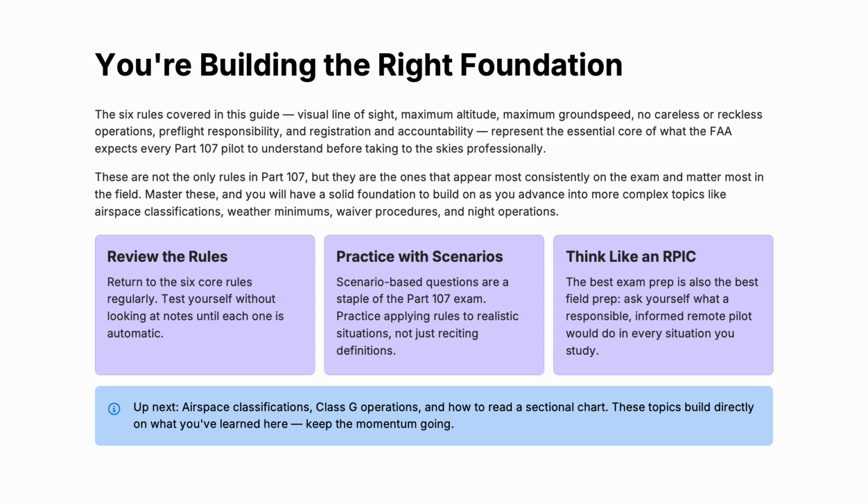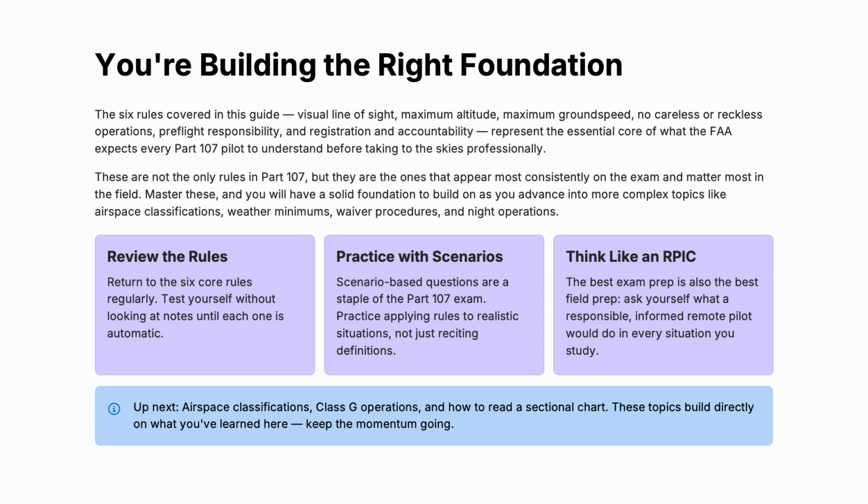Let's bring it all together. Visual line of sight, maximum altitude, maximum ground speed, no careless or reckless operations, pre-flight responsibility, and registration and accountability. These 6 rules are the essential core of what the FAA expects every Part 107 pilot to know before flying professionally. They're not the only rules in Part 107, but they're the ones that show up most consistently on the exam and matter most in the field.